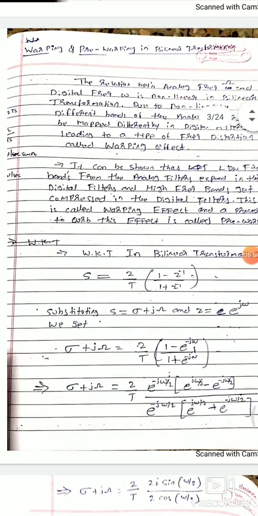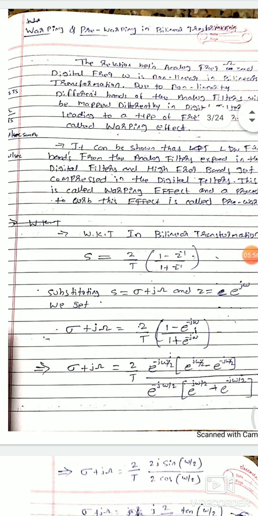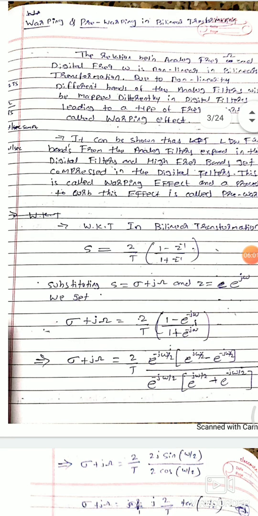Now there is one more thing we have to study with respect to bilinear transformation, which is called the warping effect: warping and pre-warping in bilinear transformation. That is the next topic here.